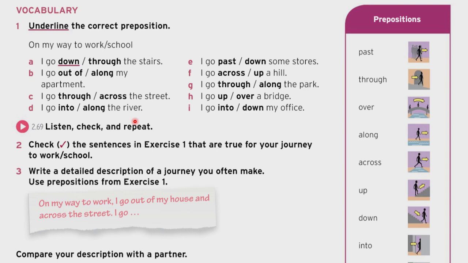A, I go down the stairs. B, I go out of my apartment. C, I go across the street. D, I go along the river. E, I go past some stores. F, I go up a hill. G, I go through the park. H, I go over a bridge. I, I go into my office.